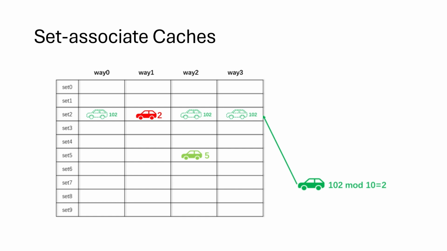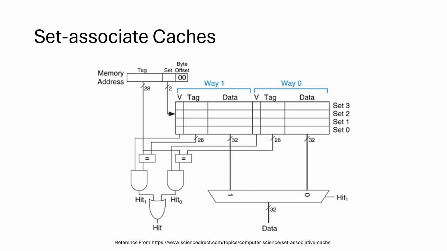So sometimes there are a lot of cars parked in the same cache. In the picture you can see the method is just like the direct map cache, but we add more caches in parallel so it can increase the efficiency.